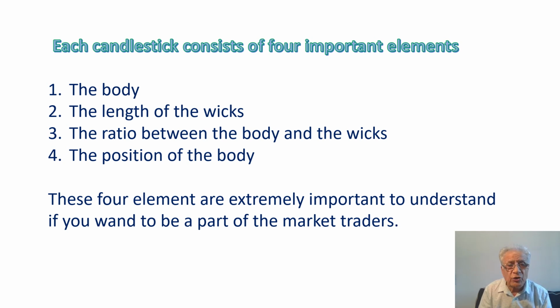Number three, the ratio between the body and the wicks. In a high momentum trend, we usually see a long body with shorter wicks. When the body becomes shorter, the wicks become larger due to rising uncertainty and higher volatility. And finally, number four, the position of the body. If we have long wicks and a small body in the middle of the candlestick, it means indecision. These 4 elements are extremely important to understand if you want to be a part of the market as a trader.